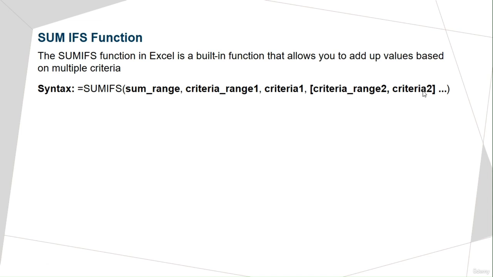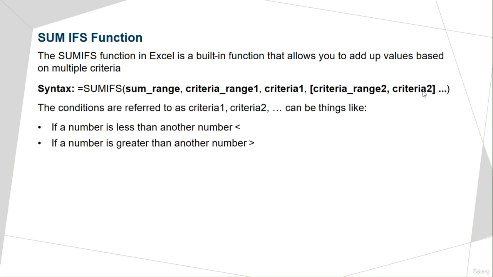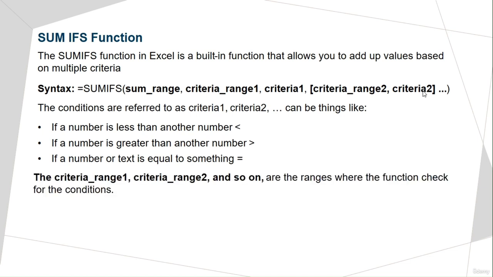Now, the SUMIFS is a function that allows you to add values based on multiple criteria. Remember, the SUMIF is based on just one condition, but for the SUMIFS, you can have multiple conditions. The conditions are referred to as criteria 1, 2, and so on. And just like the SUMIF, it can be things like if a number is less than another number, if a number is greater than another number, or a number is equal to something, or a text is equal to something.